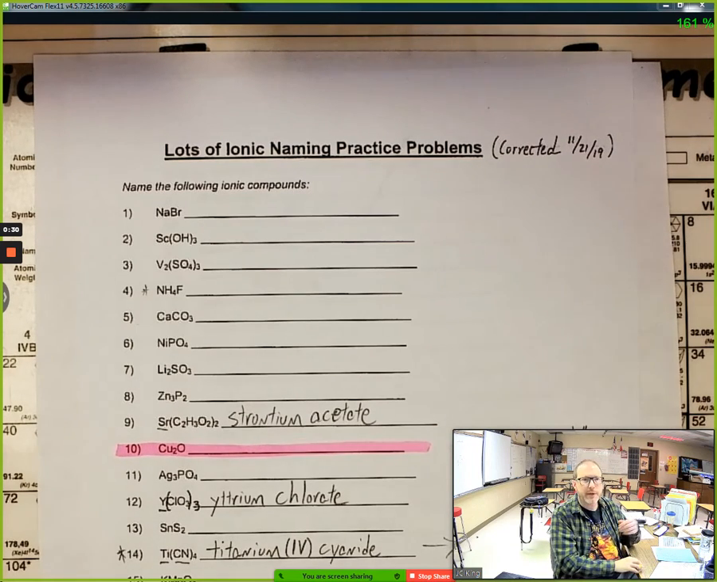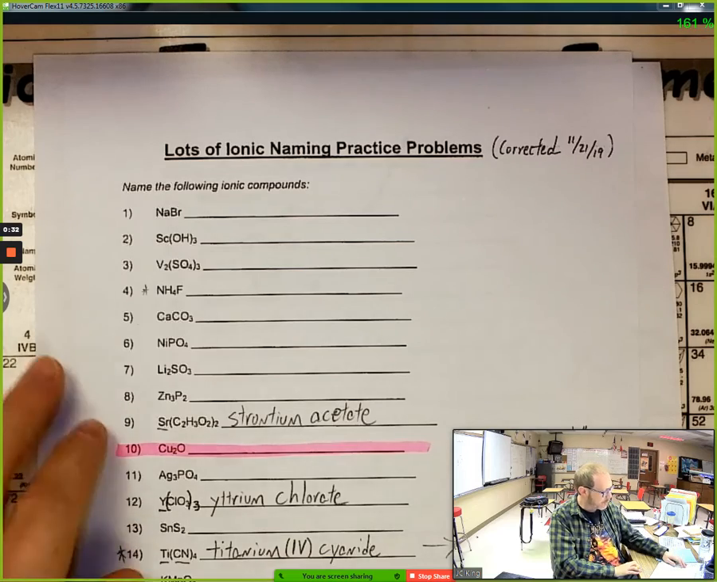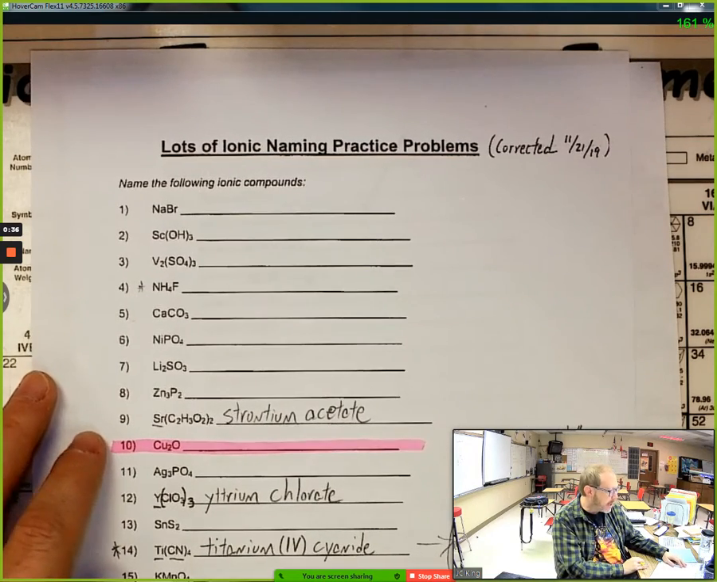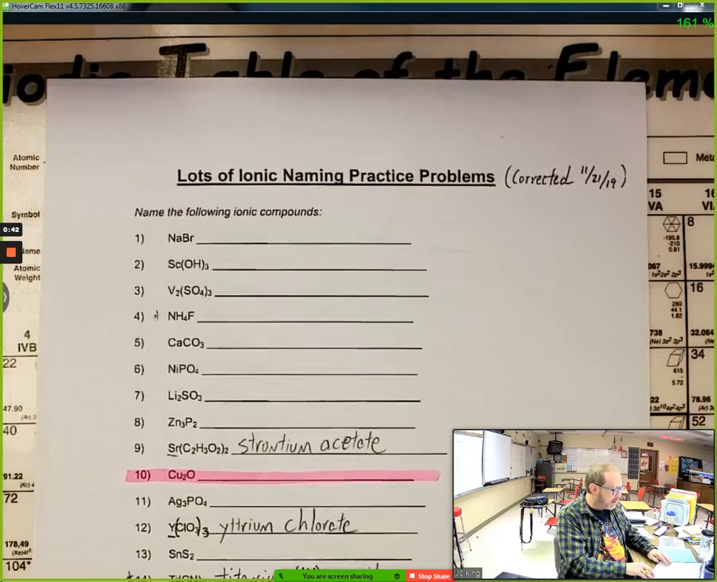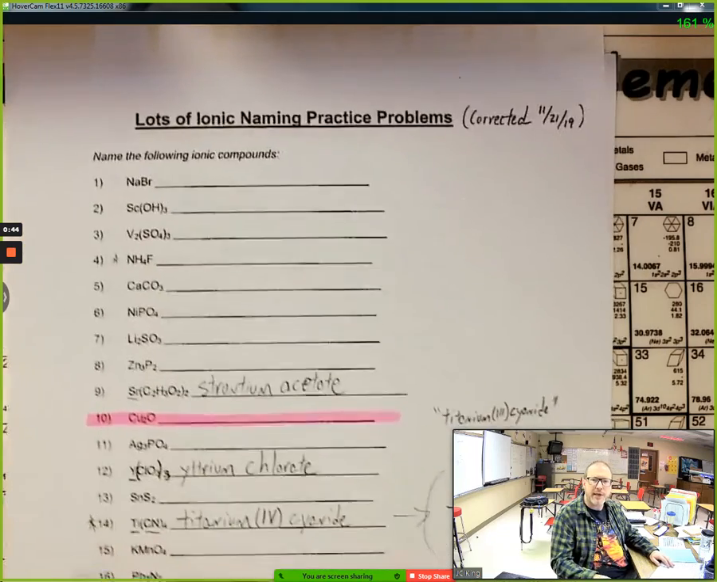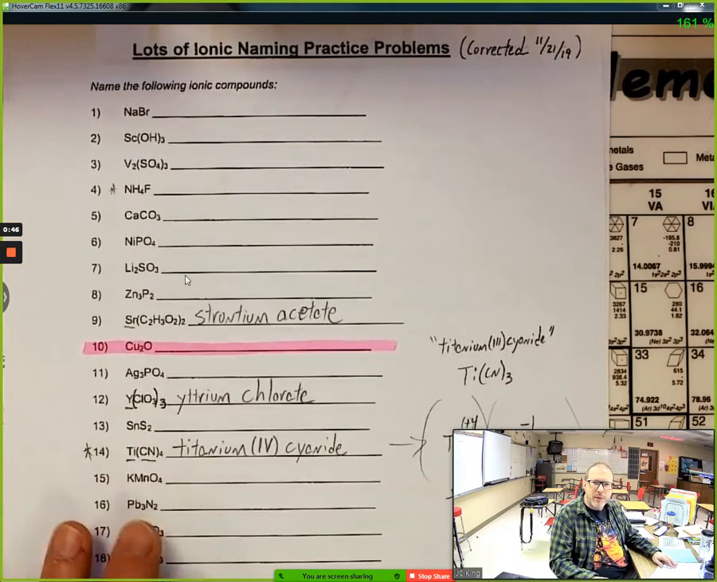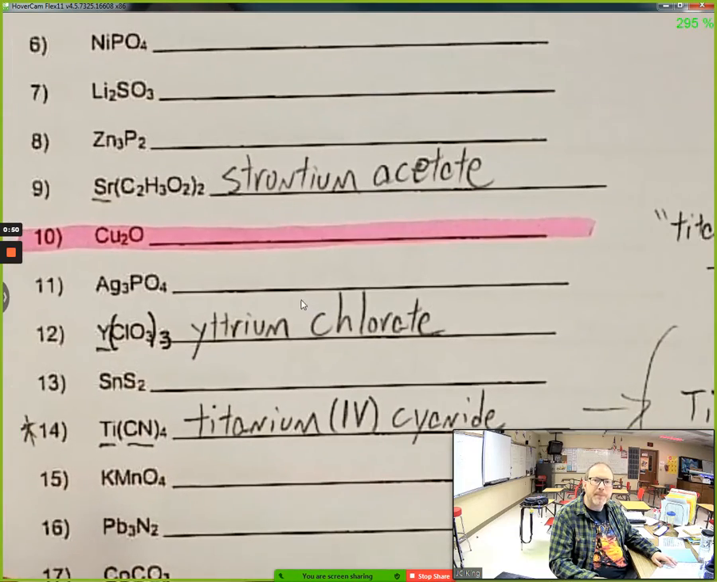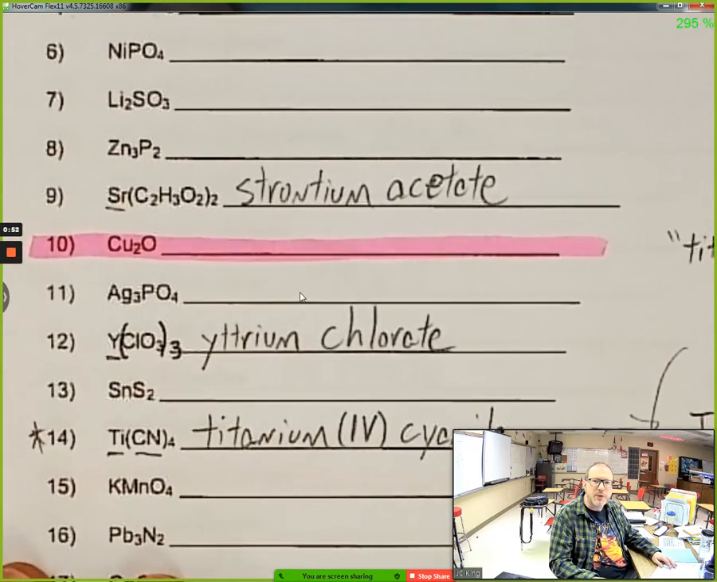I wanted to start by looking at the two problems that I assigned for you if you didn't make it to the Zoom yesterday, and that was problem number 10 and problem number 36. Some of y'all got awfully close on number 10, but you did leave out an important part, so let's start by talking about him. We've got the formula Cu2O.